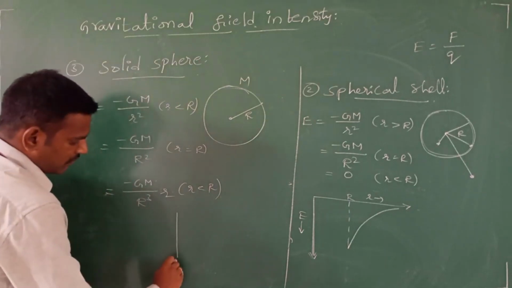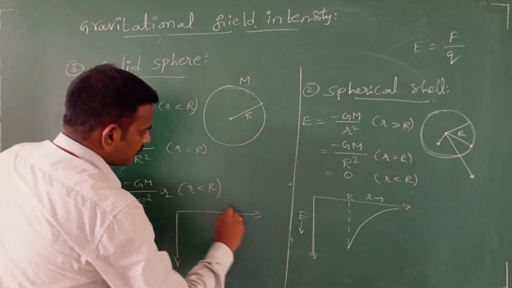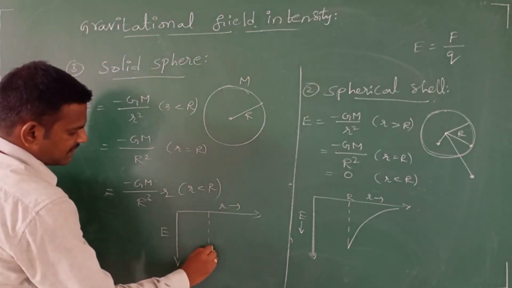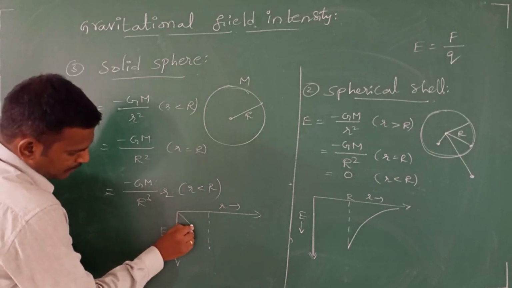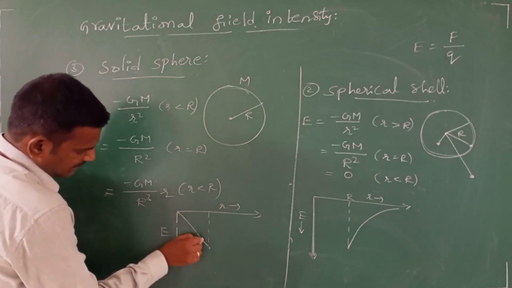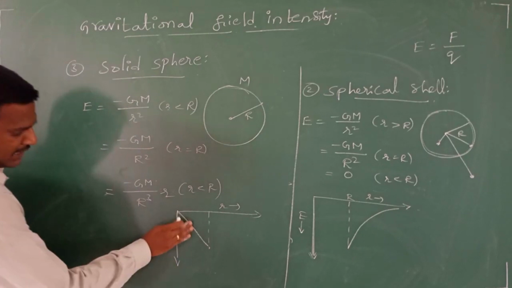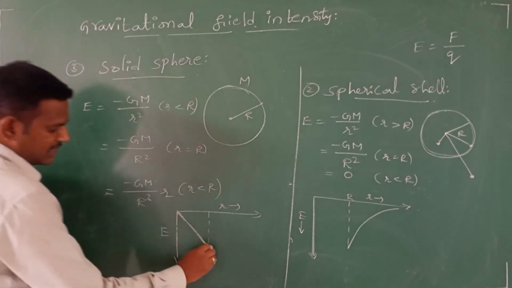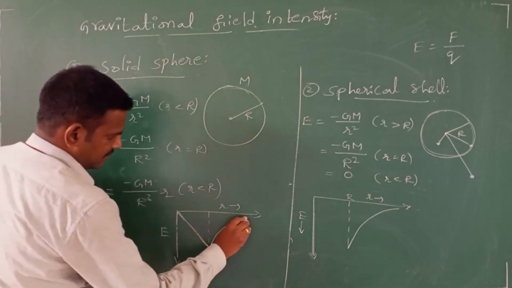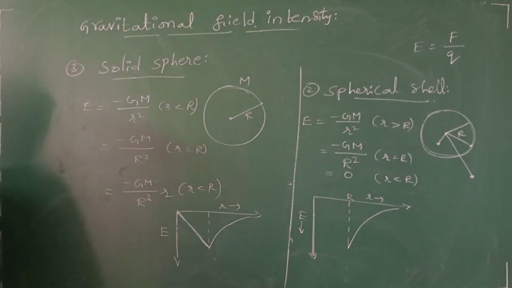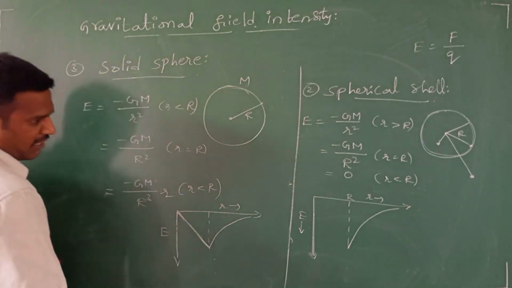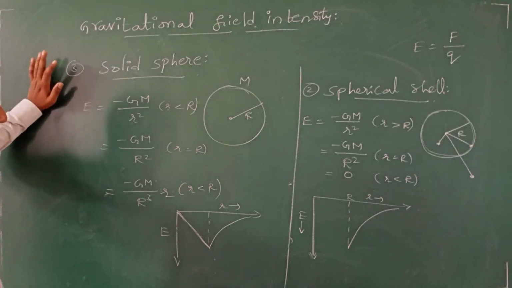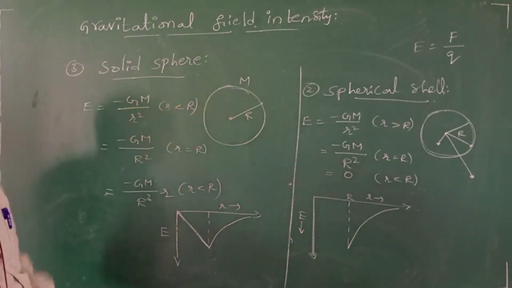And for this, how will the graph be? This is the r versus E graph, and till the surface is reached, the field intensity is directly proportional to r. So it will be like this, directly proportional to each other. So it's a straight line, and from the surface it decreases. So this is how we can draw the representation of the gravitational field intensity versus distance for the different bodies.